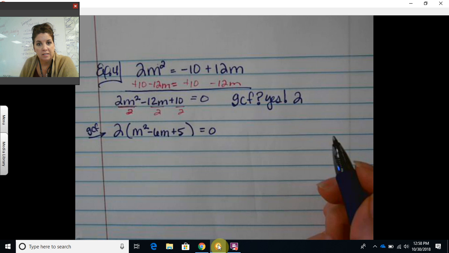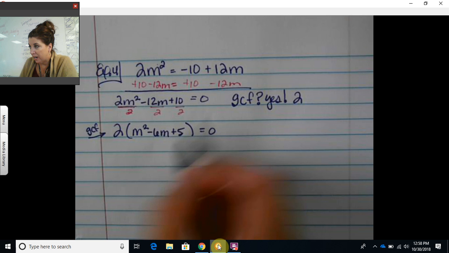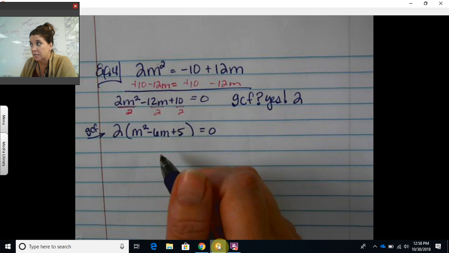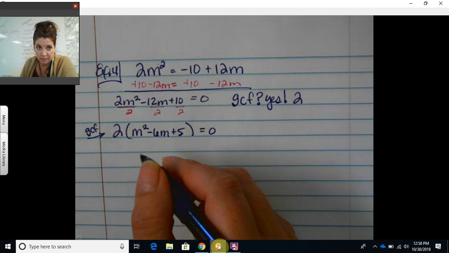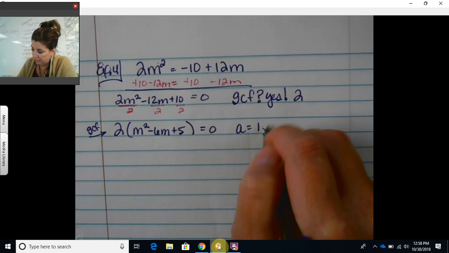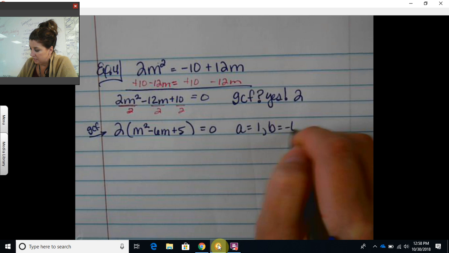Okay? Now I still have a quadratic, so we've got to try to factor it. Not everything's factorable. Every once in a while you're going to find a problem that's not factorable, but all the ones that I'm going to give you today are all factorable. So if you write non-factorable, it's not correct because I'm giving you all factorable problems today. Okay, so what is A? 1. What is B? And what is C?